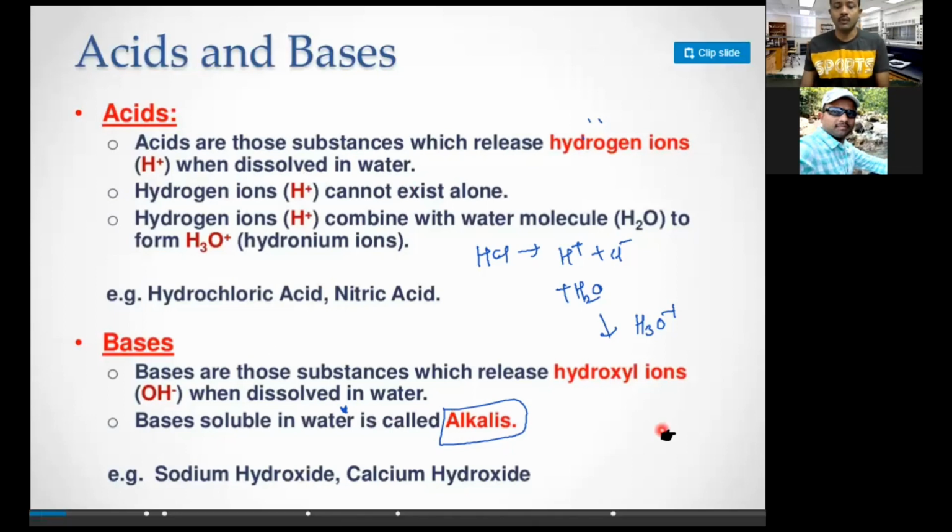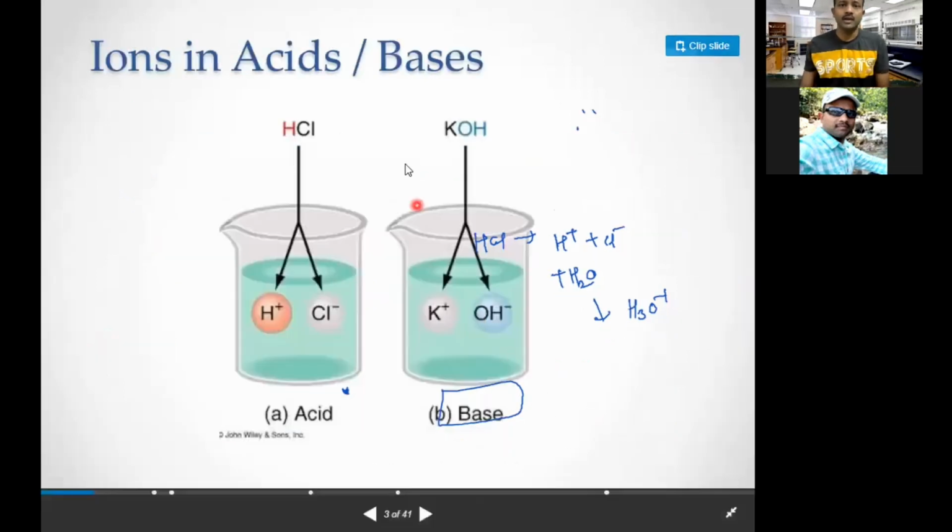Okay, now going to the next slide. Now you see here I am dissolving HCl. When you dissolve HCl in the water, what will it give? It will give H plus ions and Cl minus ions.